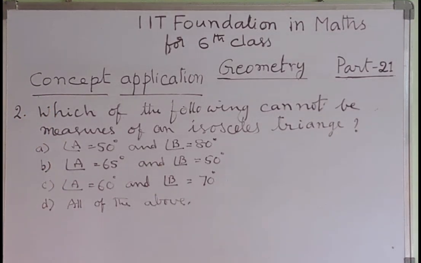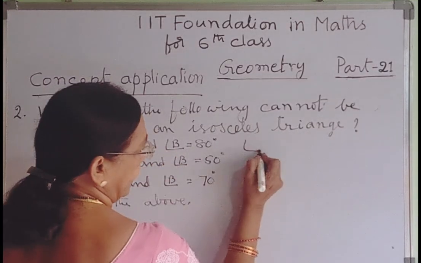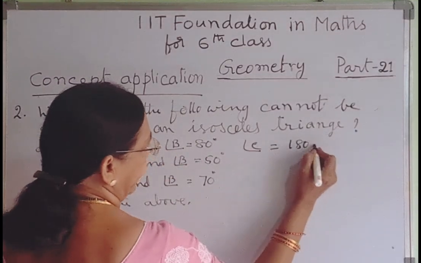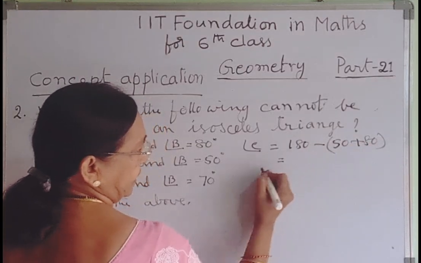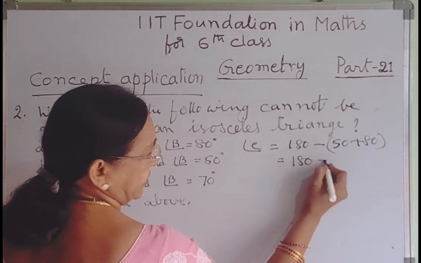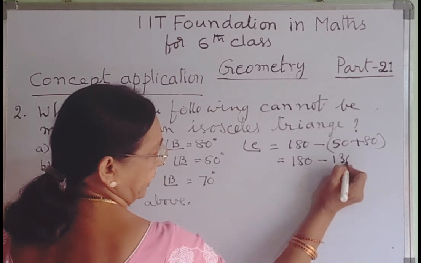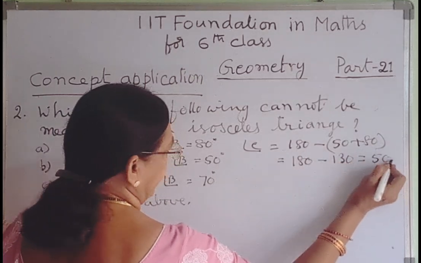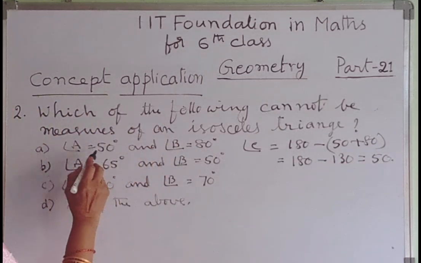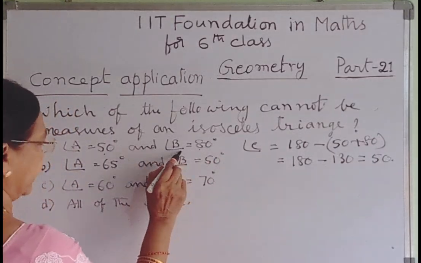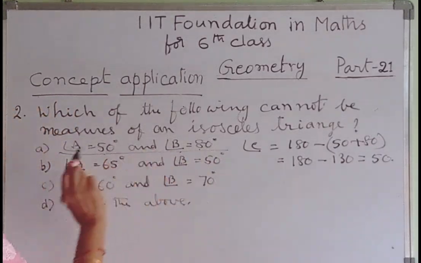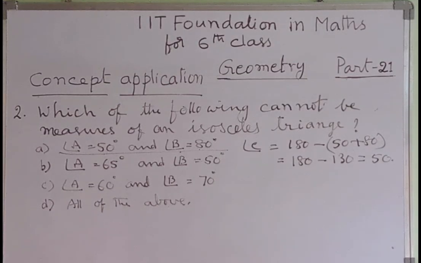Therefore, in the first option, angle A is equal to 50, B is equal to 80, and angle C is equal to 180 minus (50 plus 80). That is equal to 180 minus 130, which is equal to 50. So, 50, 80 and 50. Two angles are equal. Therefore, it is an isosceles triangle. It can be measures of an isosceles triangle.